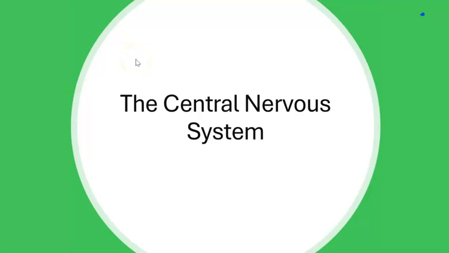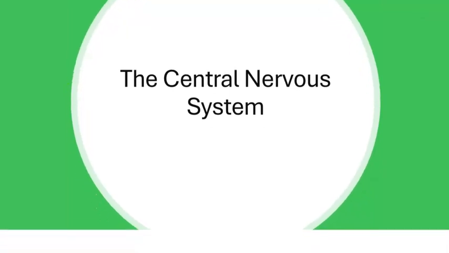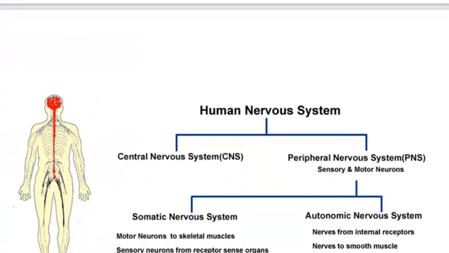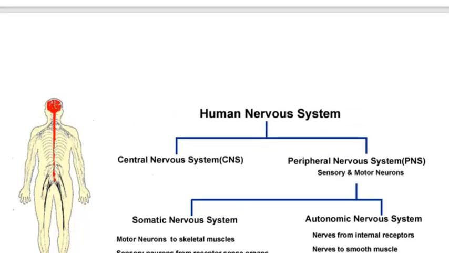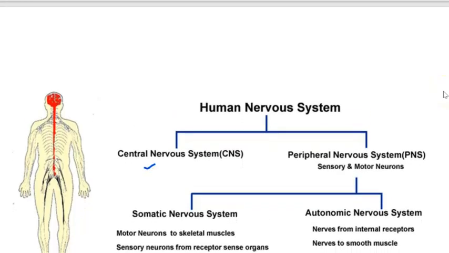We're studying the structure of the central nervous system. The central nervous system is composed primarily of the brain and of the spinal cord. That's what makes up our central nervous system.